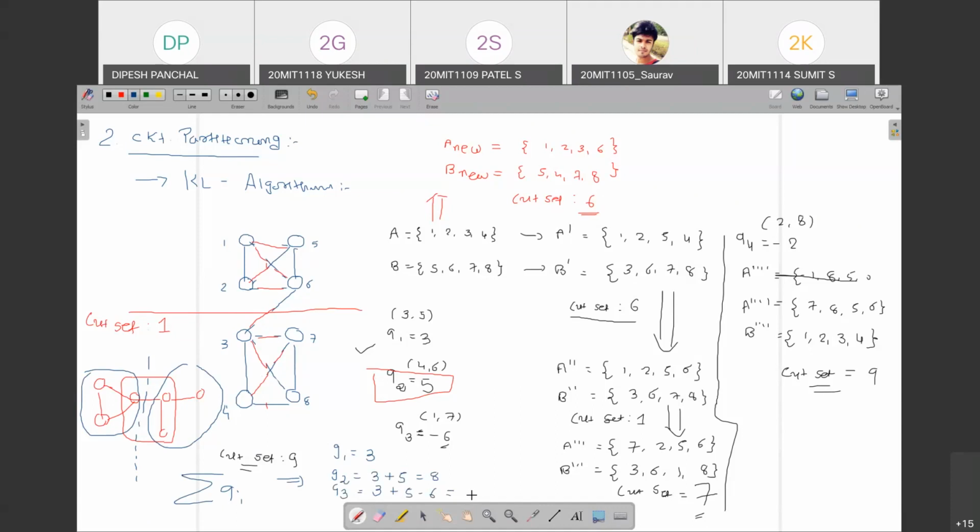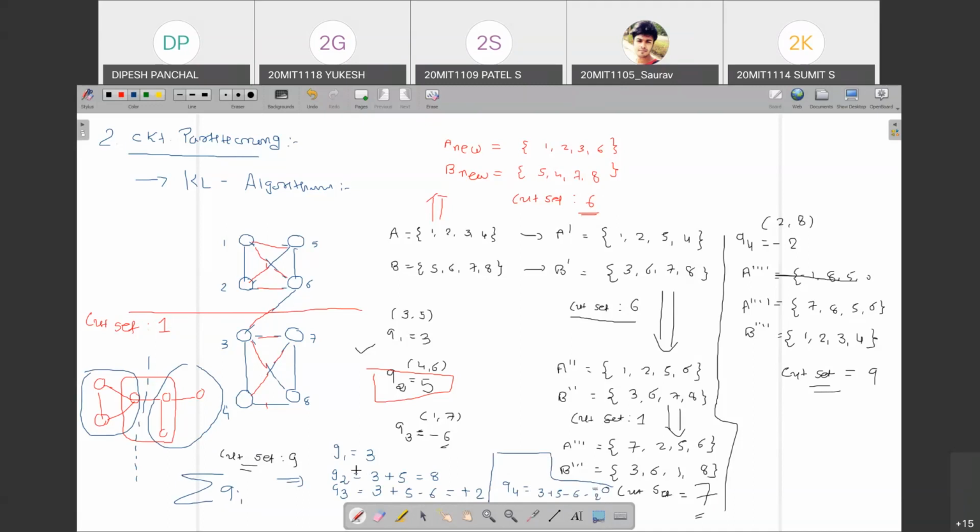3 plus 5 is 8, minus 6, minus 2, or plus 2. Okay, and the fourth, G4, is the addition of all: 3 plus 5 minus 6, and what was the last? Minus 2. So the answer becomes 0. This is for cross check. But you have to stop where your addition becomes the maximum.